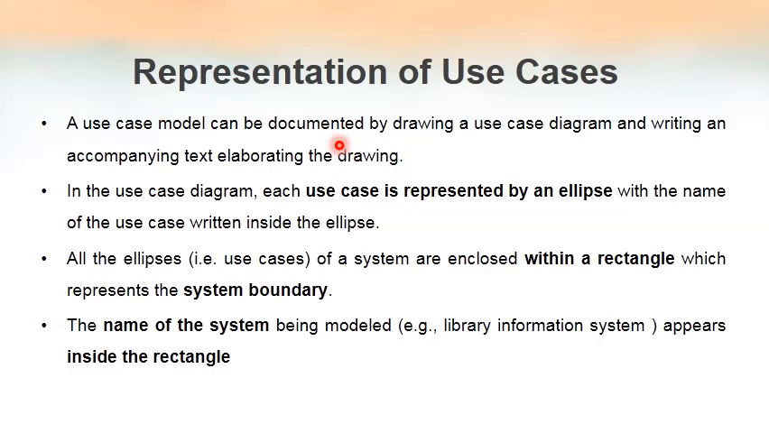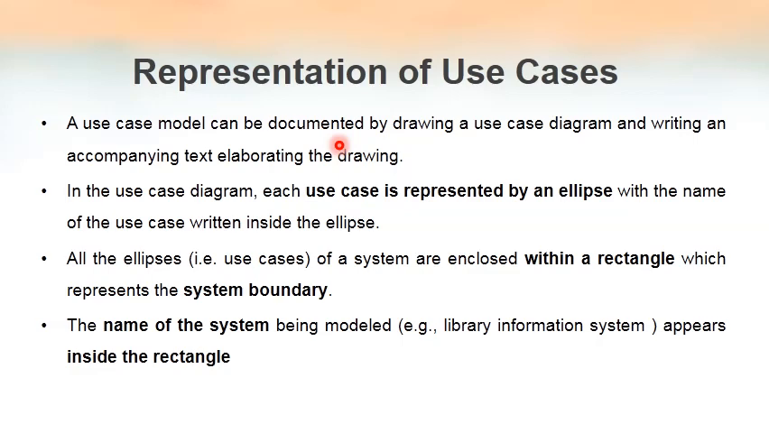Now how to represent a use case? To represent a use case, we use the shape ellipse. So use cases are represented by ellipses. We'll draw some ellipses and inside each ellipse we'll write the name of the use case. The entire system, or all the ellipses that we draw, will be grouped together by drawing a rectangle. That rectangle forms the system boundary.